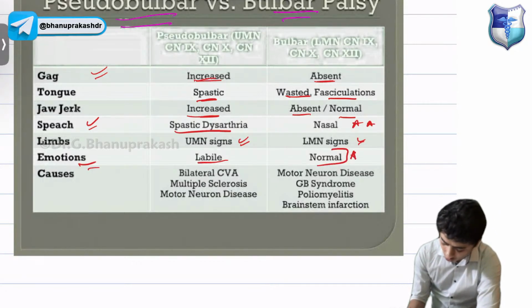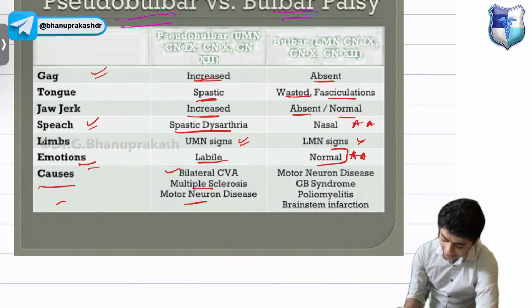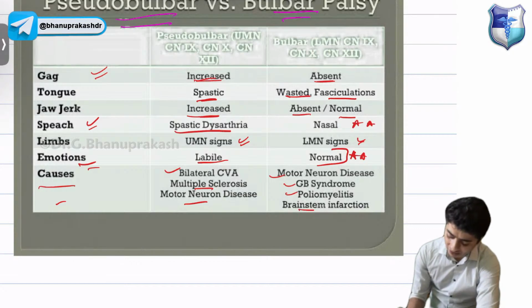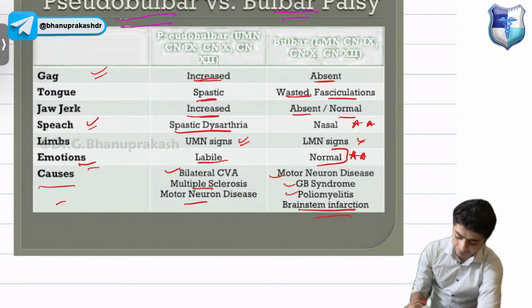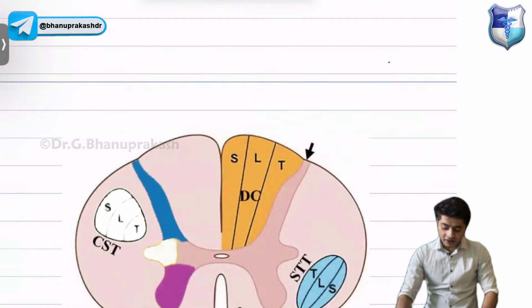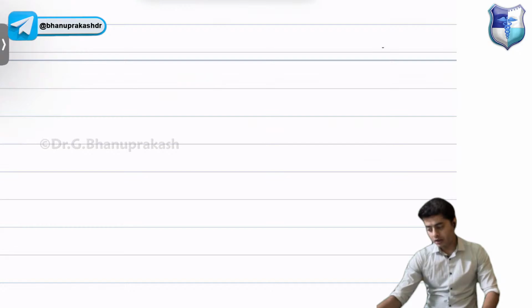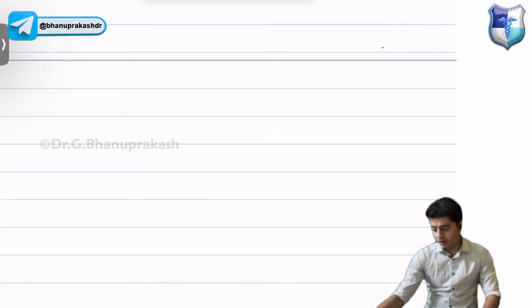Here, there is no pseudo-bulbar affect. Causes we have noted: bilateral CVA, MS and MND. In bulbar, it is MND, GB syndrome, poliomyelitis and brainstem infarction, brainstem infection. Okay, everyone? Any doubt till here? Shall we move forward? Anyone having? Okay, done.